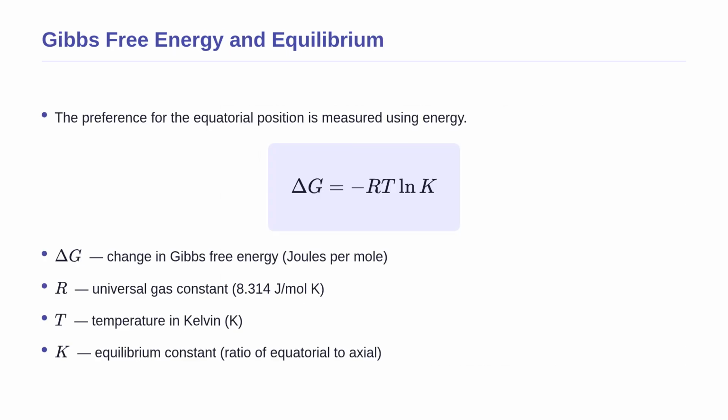This visual preference for the equatorial position can actually be measured mathematically. The energy difference between the two shapes is called the Gibbs free energy difference. By using a fundamental thermodynamic equation, we can link this invisible energy gap to a measurable ratio of molecules. In this formula, delta G is the change in Gibbs free energy, R is the universal gas constant, and T is the temperature. Finally, K is the equilibrium constant, which tells us the exact ratio of equatorial molecules to axial molecules. A negative energy difference proves the equatorial form is more stable.